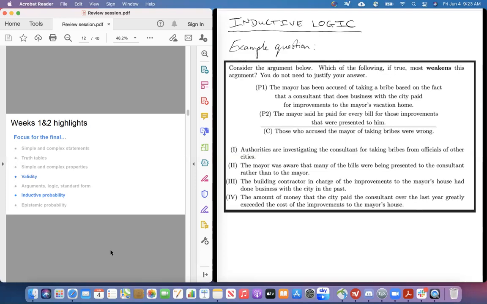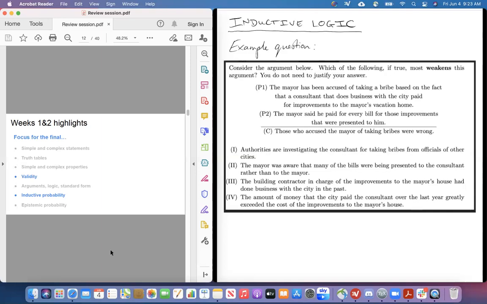Premise 2, the mayor said he paid for every bill for those improvements that were presented to him. And the conclusion, therefore, those who accused the mayor of taking bribes were wrong. So you're asked which of the following principles, if true, most weakens this argument.